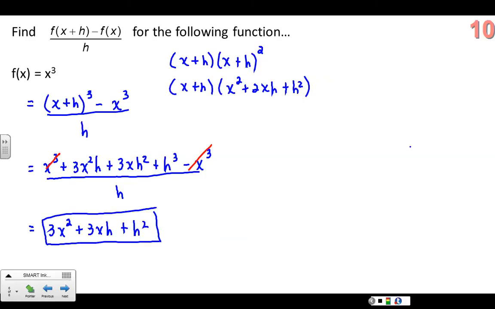Don't let the higher powers confuse you. It just makes the algebra a little bit more difficult. So you just multiply x plus h times all this, and that's what you would have gotten as your simplified or your expanded version.